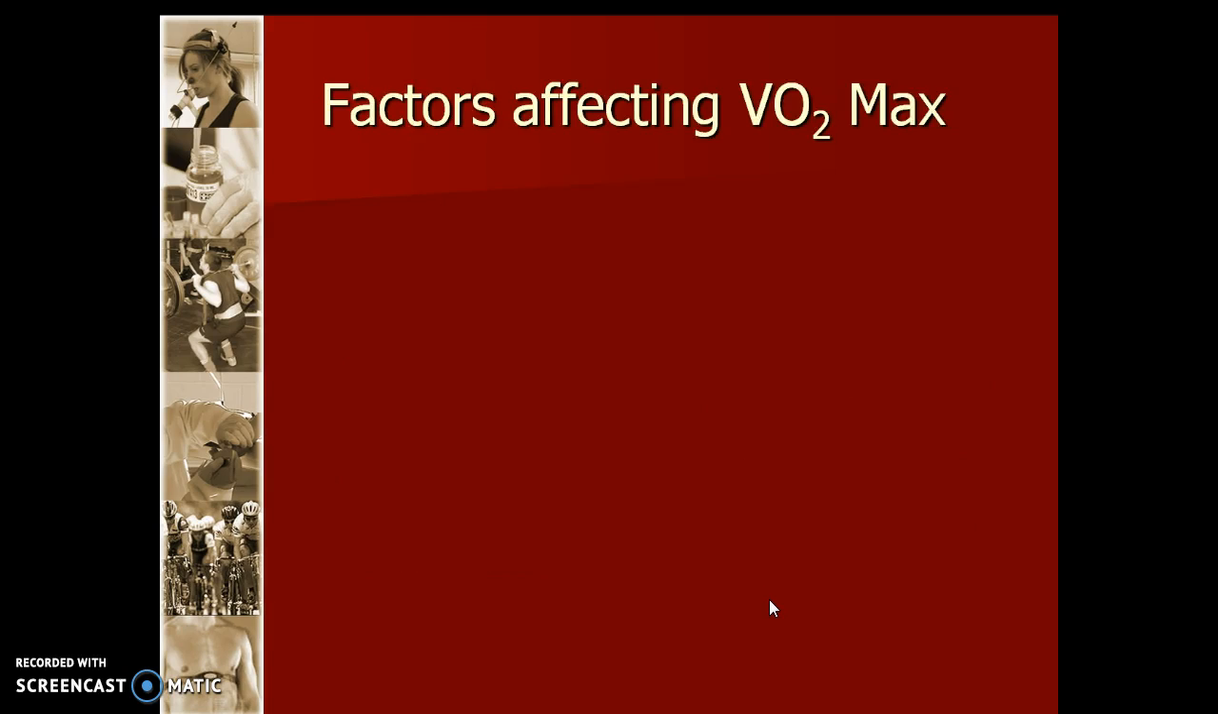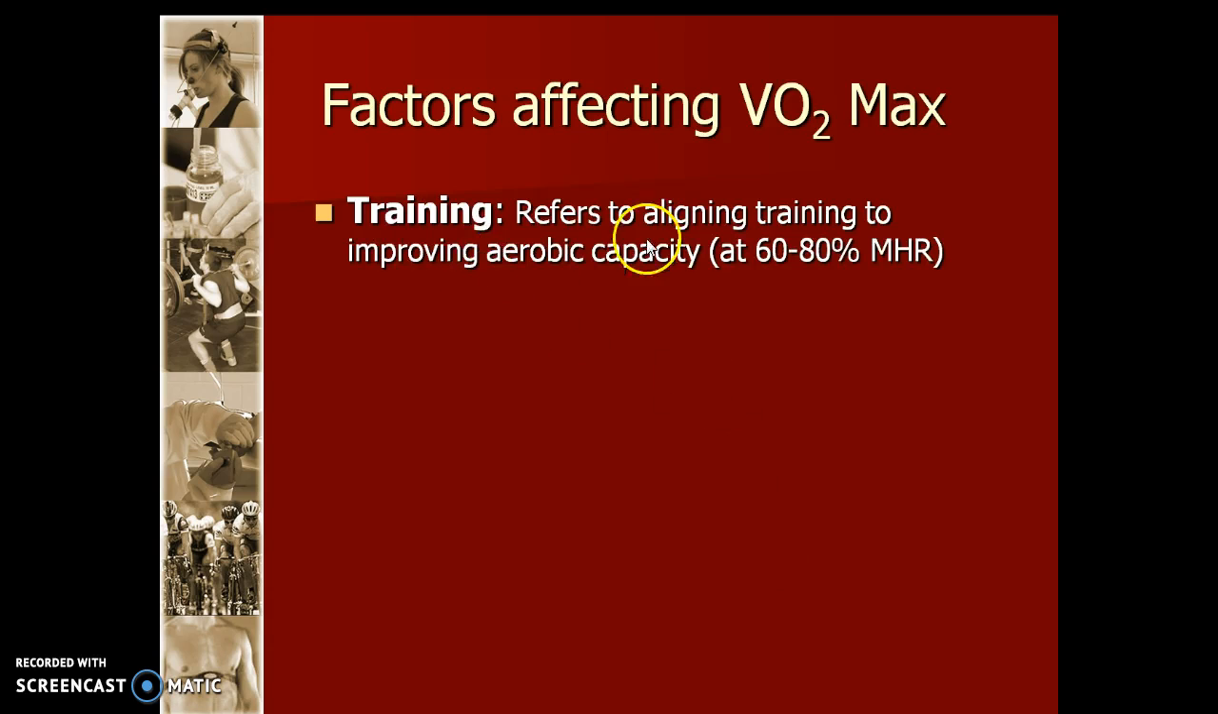There are certain factors that are going to affect your VO2 max, and the first is training. That would make sense. If your training aligns to improving your VO2 max, then you're more likely to improve it. If you, for example, go in and say, right, I'm going to do 20 sets of bench press tonight, that's not going to improve your VO2 max. It's not going to improve your aerobic capacity. So you have to make sure that your training is specific and aligns to what you're trying to do. For example, you'll be doing some kind of running, cycling, rowing at 60 to 80% of your maximum heart rate.